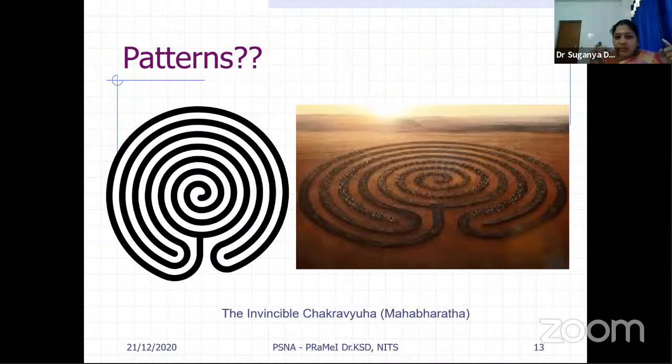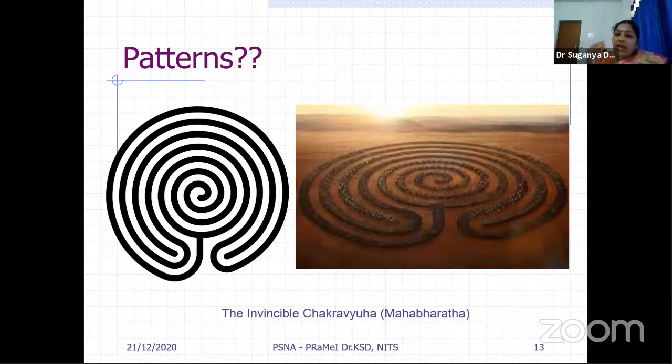So this Chakravyuha itself is a very good pattern. Still, in the military and defense, this is the advanced war method that was incorporated in the Mahabharata era itself. This is called Chakravyuha. In Chakravyuha, we can identify the pattern like it is having some 7 layers. That is the first thing.